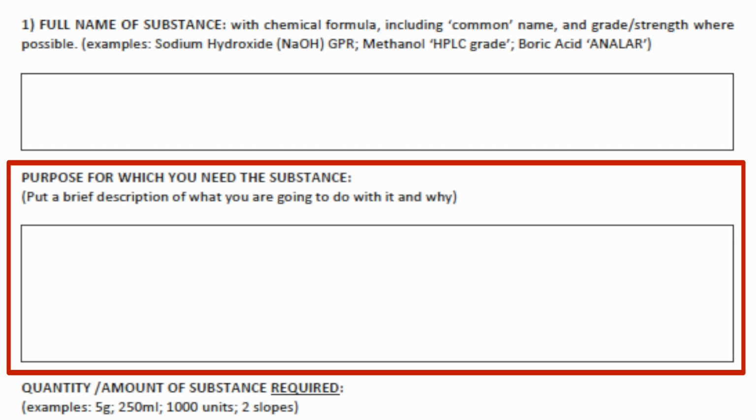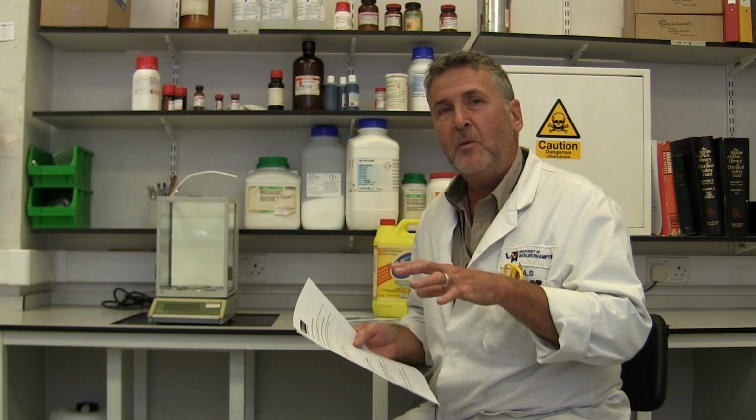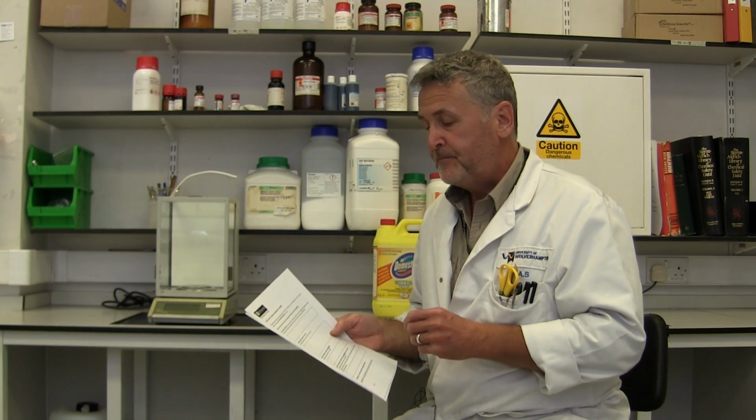But then it asks you for the purpose you need the substance. Something simple. We don't want you to write out your whole project, what you're going to do with it. Just acid digestion, simple dilution for spreading on a plate, something like that. It'll give us some idea of what you're going to do with it, because sometimes we can spot maybe a problem by what you just simply put in that box, and we can suggest an alternative method.